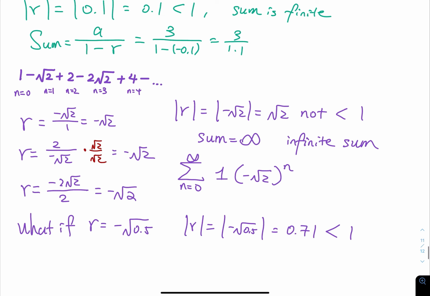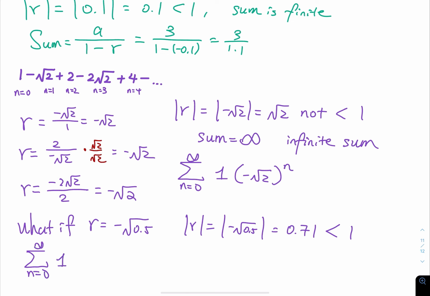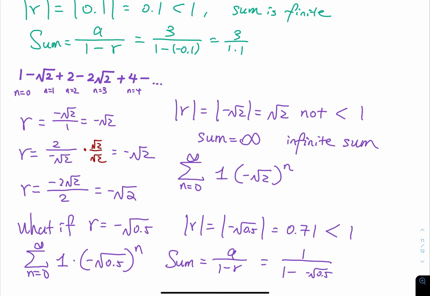So that means we can do the sum. So for the geometric series, n from 0 to infinity, 1 times negative square root of 0.5 raised to the n, the sum is equal to the number that is not changing, which is a1, over 1 minus r, so 1 over 1 minus negative root 0.5. The minus negative becomes a plus, so whatever that equals to, that is the sum of the geometric series.